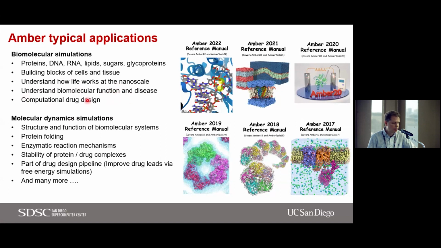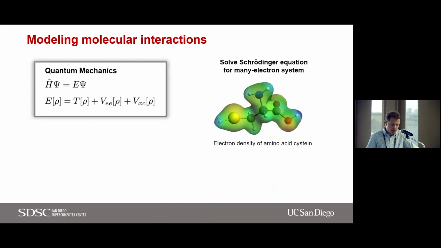It's used in computational drug design. That's why it's interesting for industrial applications, the pharma industry in particular. And so we can understand structure and function of biomolecular systems, protein folding, enzymatic reaction mechanisms, stability of protein in drug complexes. And like I said, it's often used in the drug design pipeline. And so it's a molecular simulations code. And just as a brief background, what we like to do, I'm a chemist by training.